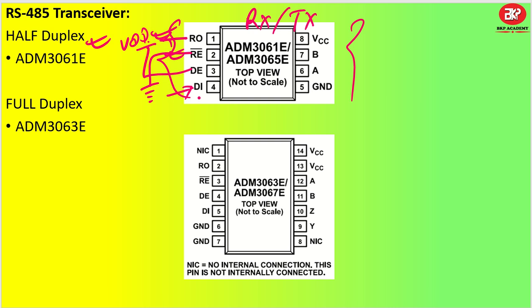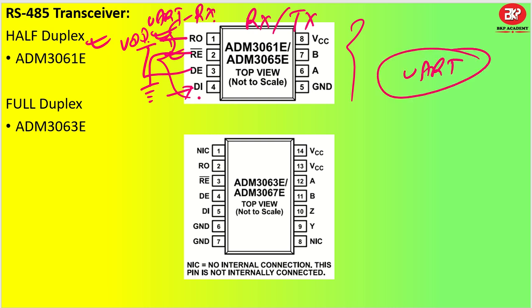So basically the receiver output, that is RO, will be connected to our UART RX, because UART is one of the interfaces which works as both receiver and transmitter. Two pins will be there in UART, RX and TX. So the RS485 transceiver IC's RO, the receiver output, will be connected to the UART RX of the microcontroller. Same way, DI will be connected to UART TX. So UART TX will be transmitting the data, and that data will be given to the DI pin of the RS485 transceiver. This is how it will transmit the data to the outside world.